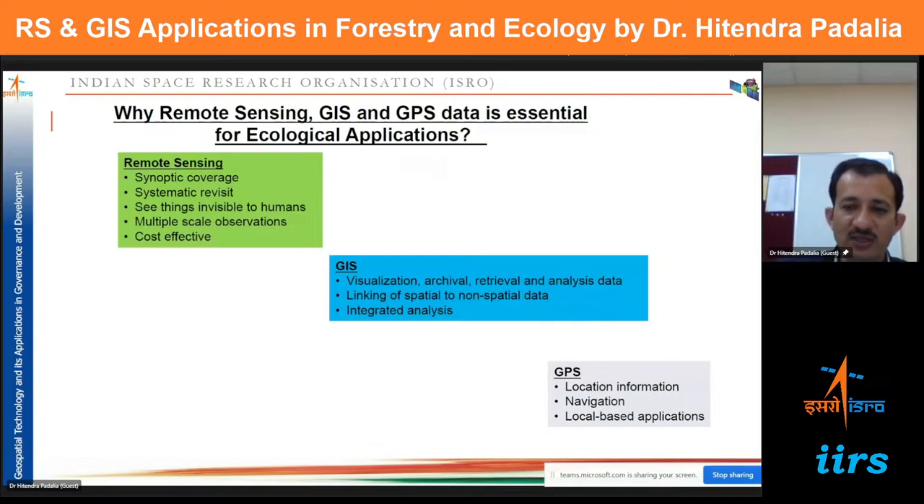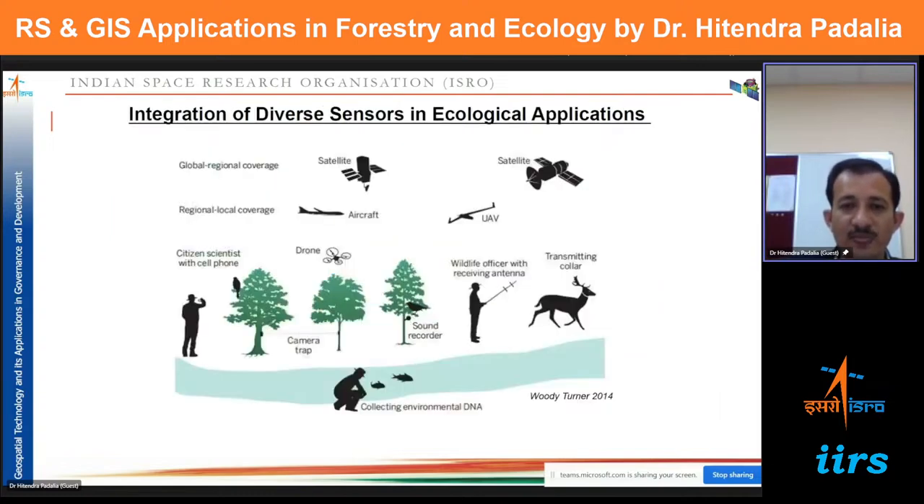And GPS, you know, there are many other aspects of forest ecosystem where you have animals which can be tagged with GPS, and there is other kind of information under the canopy, which is not visible directly by remote sensing. You can collect data using GPS and you can integrate it in GIS. So all these three technologies are very much relevant for the purpose.